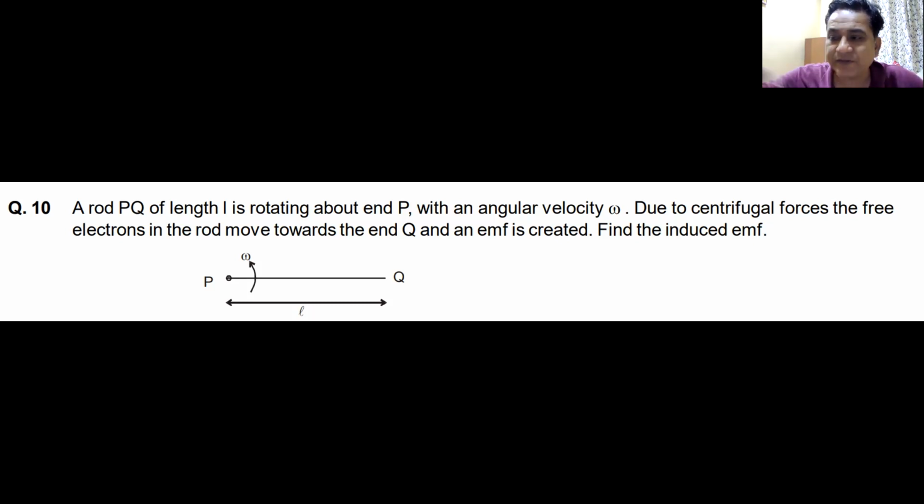Do you understand why this EMF is getting created? It's a conductor, it is rotating, and because of rotation and the centrifugal forces, the electrons are moving towards the end Q, and an EMF is created. So basically, P point will be at a higher potential, and Q point, because electrons have moved there, will be at a lower potential. What is the induced EMF in this case? There is no magnetic field. So it is not a question of dynamic EMF. But here EMF is induced because of centrifugal forces. I'll give you a minute to think about it.